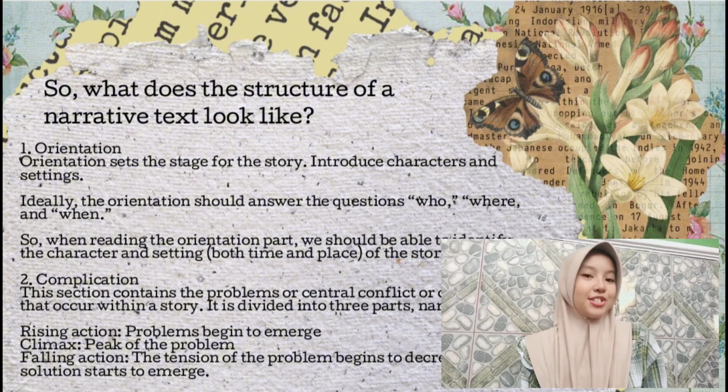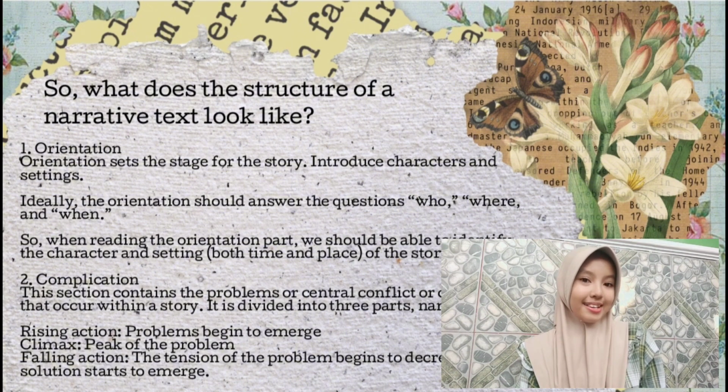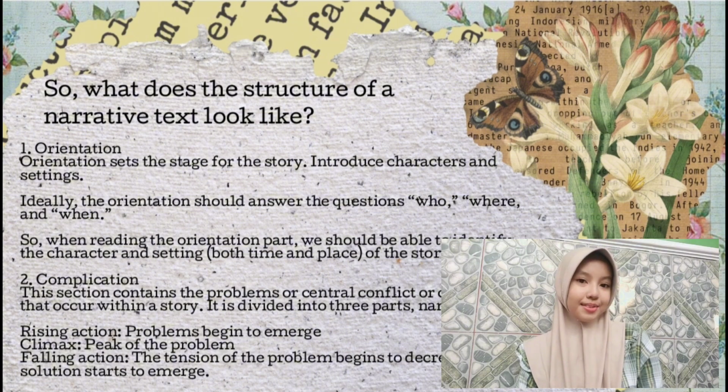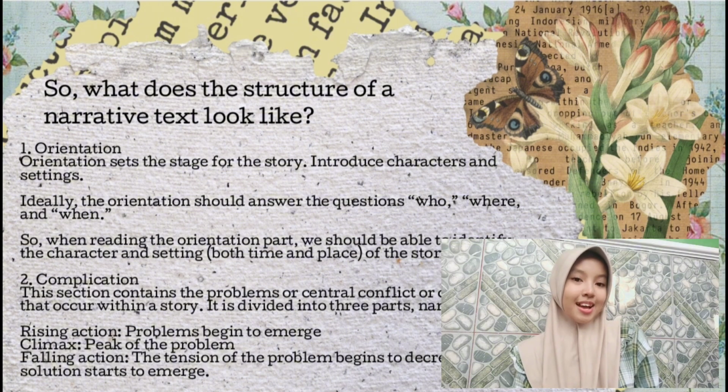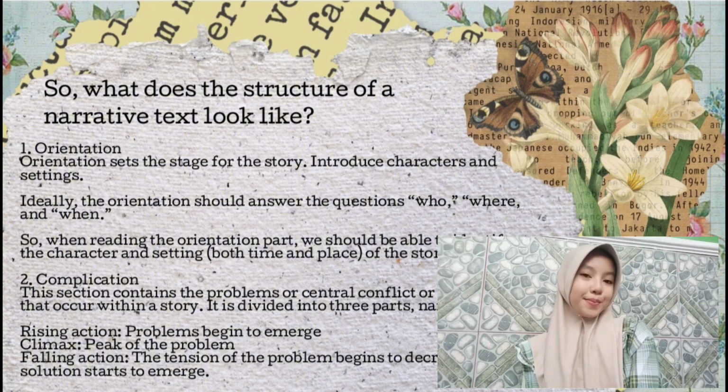So, what does the structure of narrative text look like? 1. Orientation. Orientation sets the stage for the story, introduces characters and settings. Ideally, the orientation should answer the question who, where, and when. So, when reading the orientation part, we should be able to identify the character and setting, but time and place of the story.